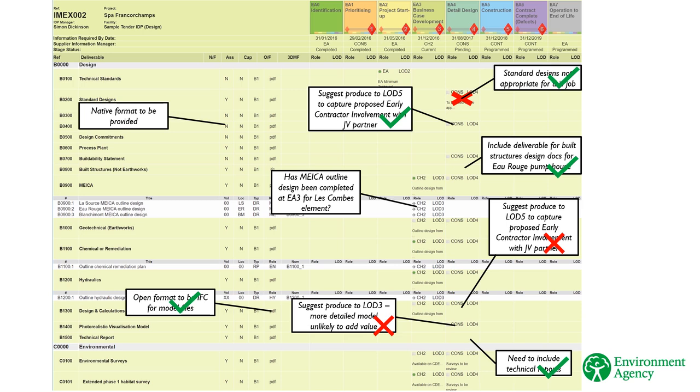When we do accept changes, it's important that the Employer Information Manager, usually the project manager, updates the IDP to reflect them, so that when the contract starts, both parties have clear sight of what needs to be produced and can use the IDP to manage the information.